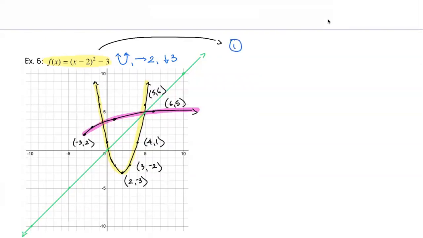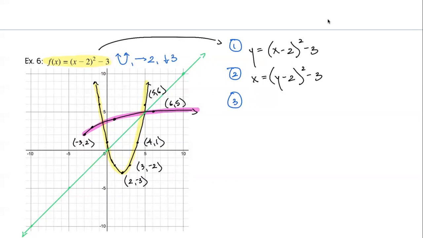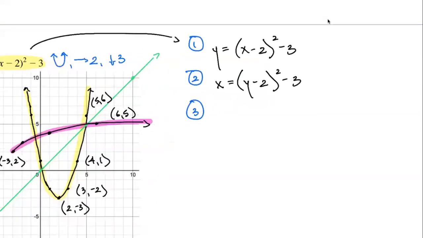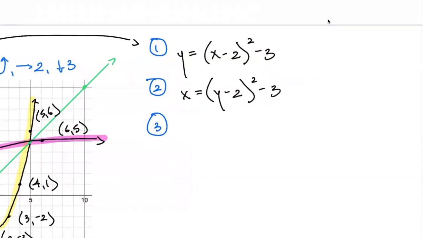All right, so the first thing we're going to do is replace f of x with y. The second thing we're going to do is switch our x and y's. The third step, which is going to require a little bit more work, is we're going to solve for our y. So what do we do first? Let's go ahead and add 3 to both sides. So x plus 3 equals y minus 2, that quantity squared.